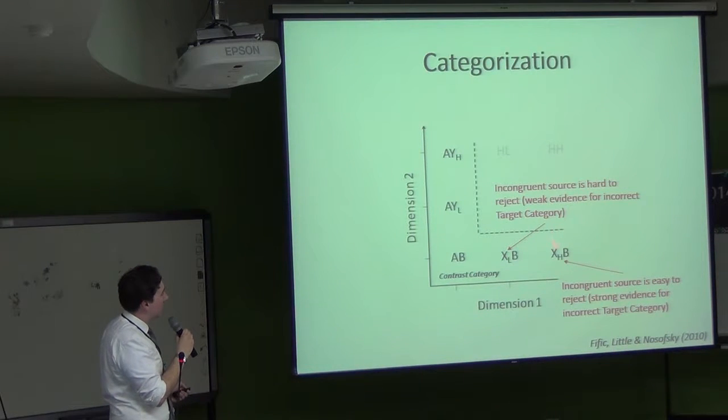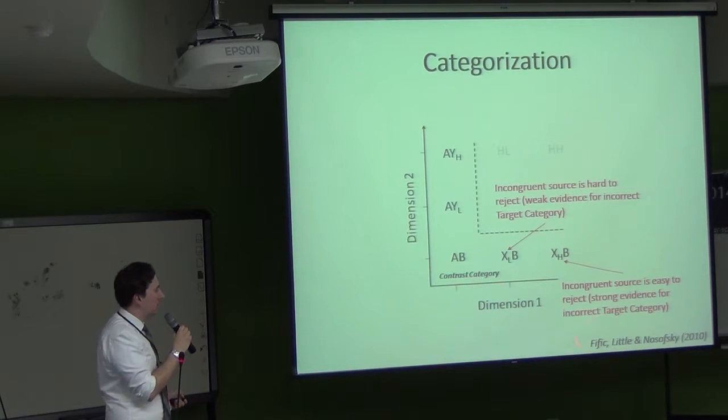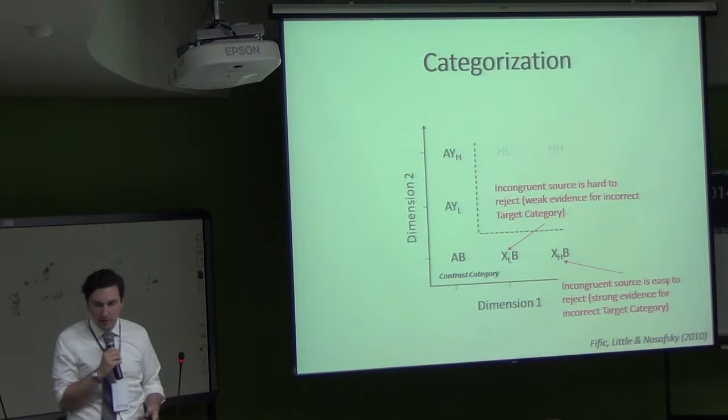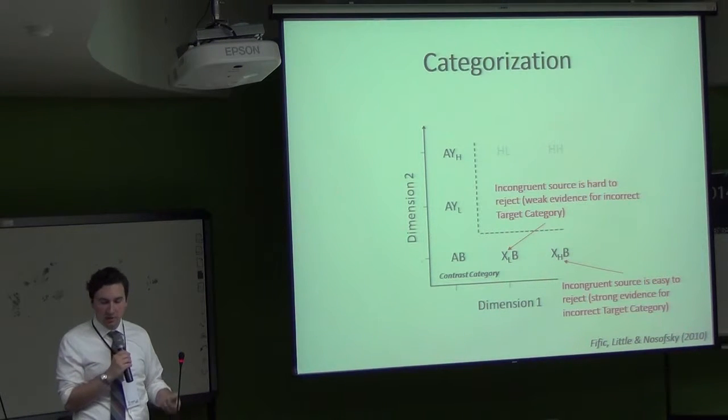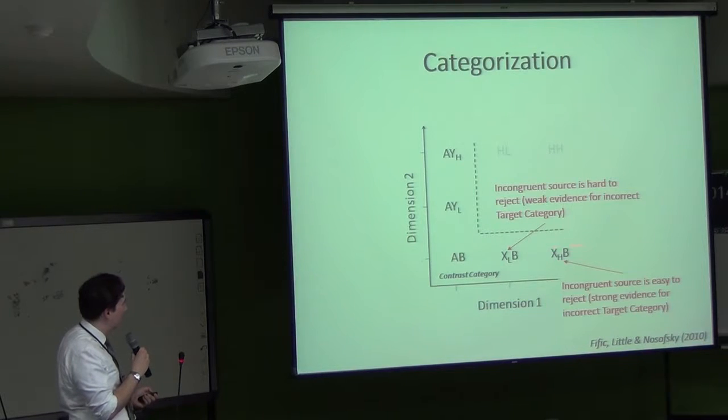This particular conflicting source of information is easy to reject. It gives you very strong evidence for the incorrect target category. Under a serial process, it's very easy to reject this as not providing you with the information you need to correctly make a contrast category decision.